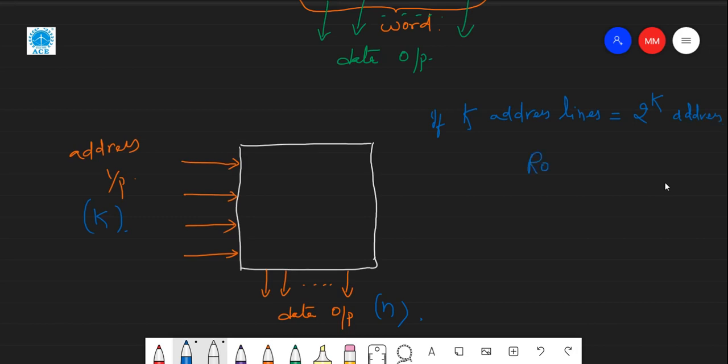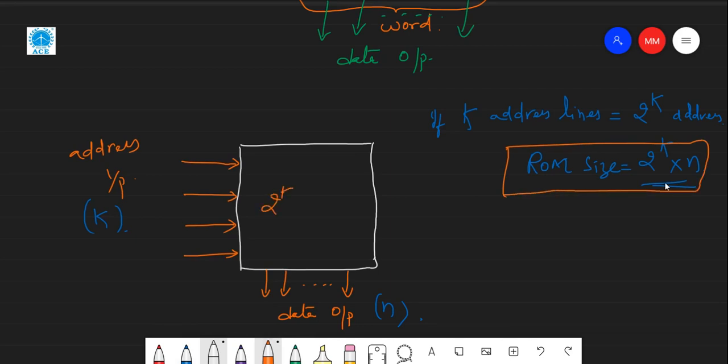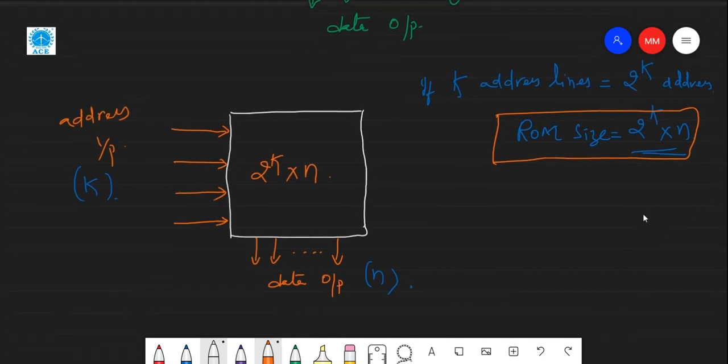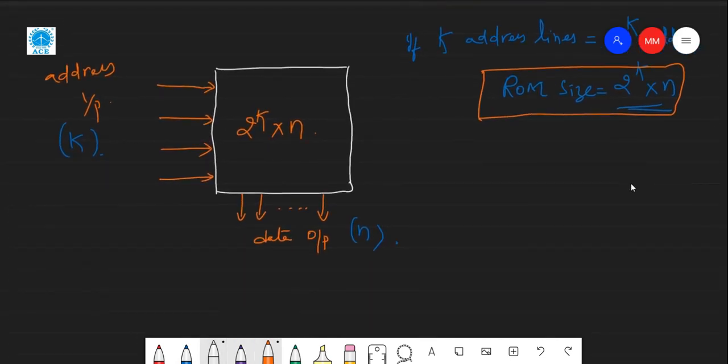So the ROM size generally will be considered as 2 to the power of k into n. Remember this. This is the size of the ROM. So to understand better, let us take a small example. Suppose we have a 32 into 8 ROM. Then 32 is equal to 2 to the power of k. What is the k value here? It comes to 5.